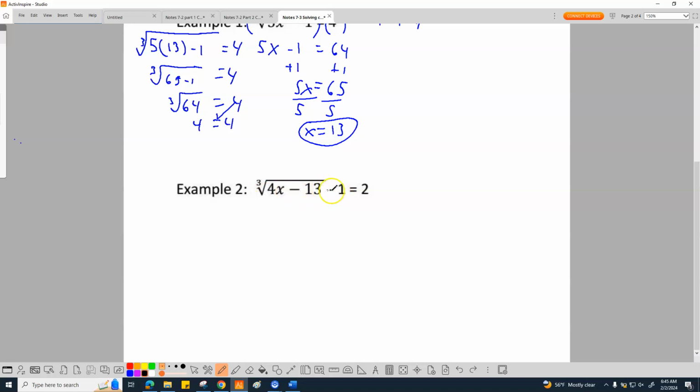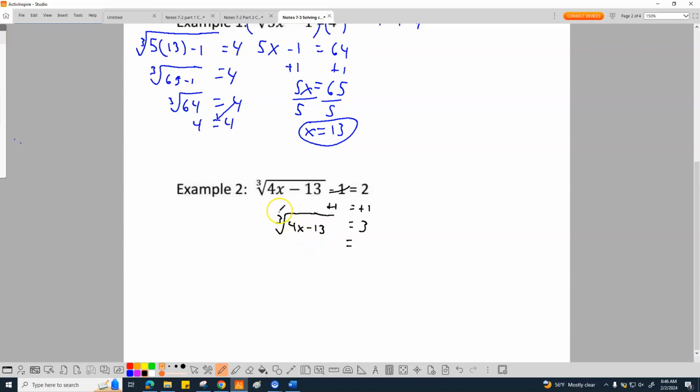So this -1 is not belonging here, so what we're going to do is add 1 to both sides to get rid of it. And again, you can write your equal sign, make sure those stay mostly lined up. 2 plus 1 is 3. This gets canceled out right here, and now we are left with a cube root of 4x minus 13, which is no big deal. Now, don't panic. Oh my God, cube root. No more panicking.